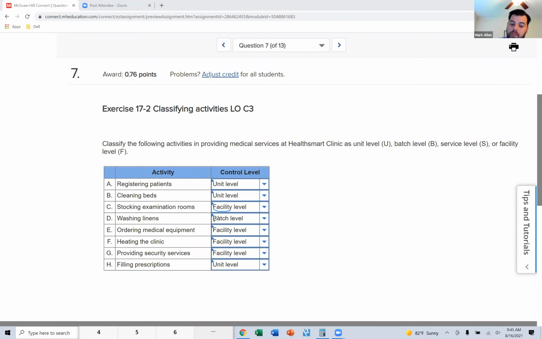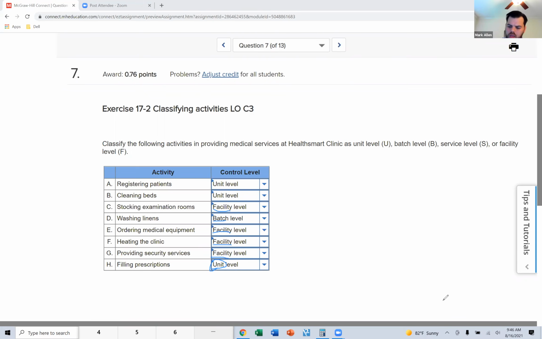Washing linens, that is certainly a batch level, right? While I clean the beds individually, I wash the sheets in batches. Ordering medical equipment, facility level, once again, very similar to the C item that we looked at. Heating the clinic, facility level, once again. Providing security services, facility level. And then filling prescriptions, of course, unit level. Right? So I don't fill random prescriptions all at once and call it a batch, right? I fill your prescription, then I fill the next patient's prescription, then I fill the next patient's prescription, right? On and down the list, but unit, one at a time, right? That's how we handle that.